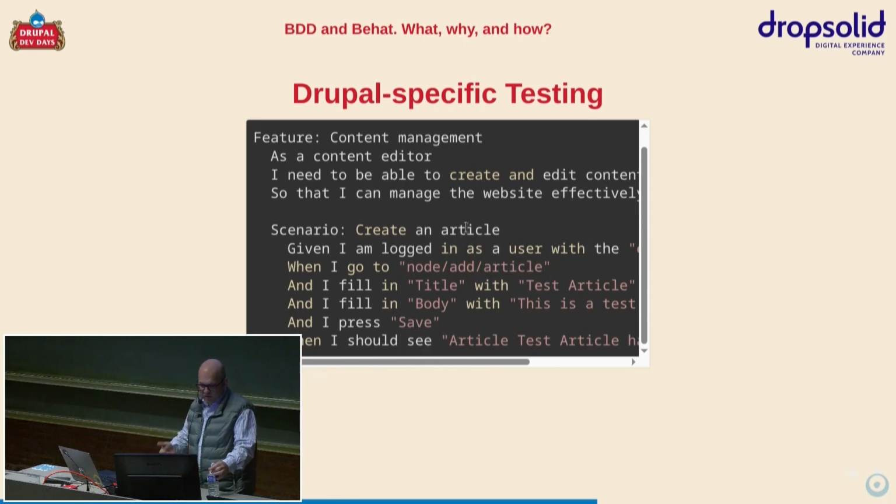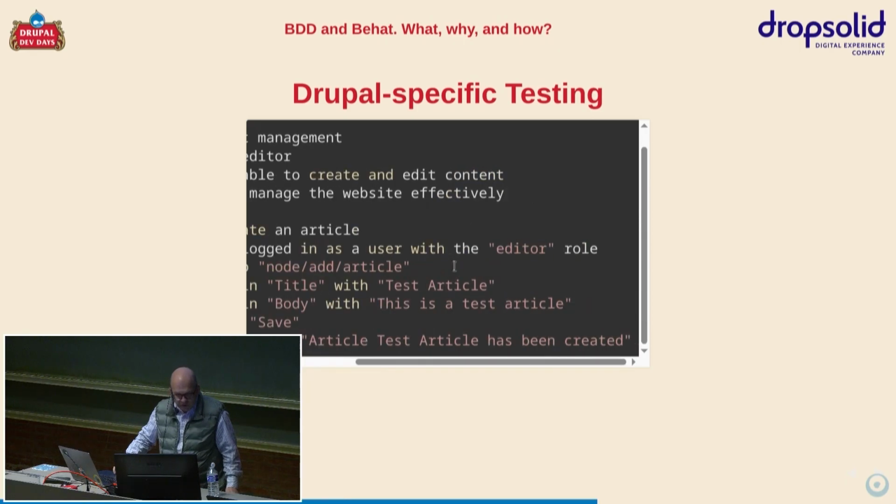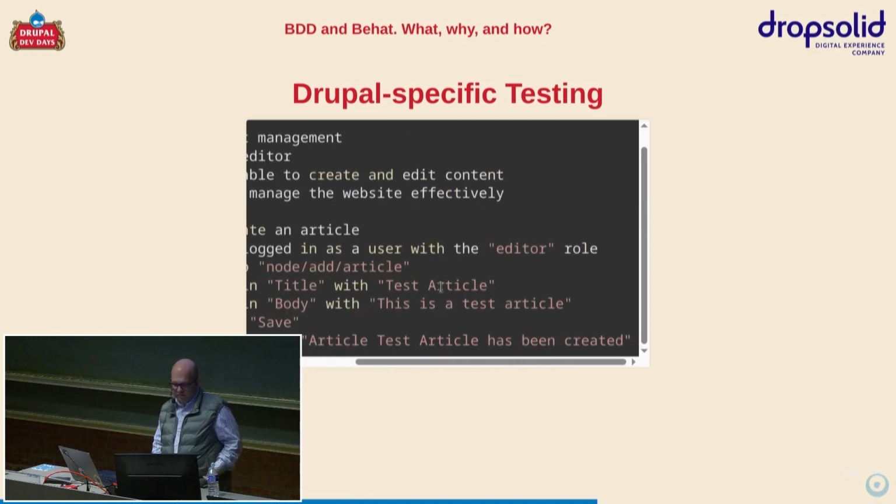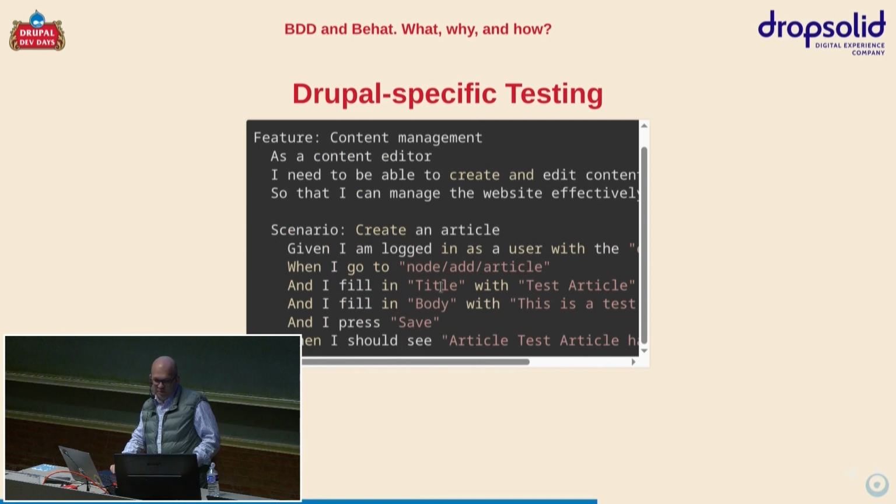So given I'm logged in as a user with the editor role, when I go to node/add/article and I fill in title with test article and I fill in body with blah, blah, blah, and I press save, then I should see article test article has been created. Quite a trivial test, quite useful as well, because you need to perform what we call smoke tests after any deploy or after any change you perform on the website, because the sites are so complex that you cannot predict the side effects of any slight change that you perform.